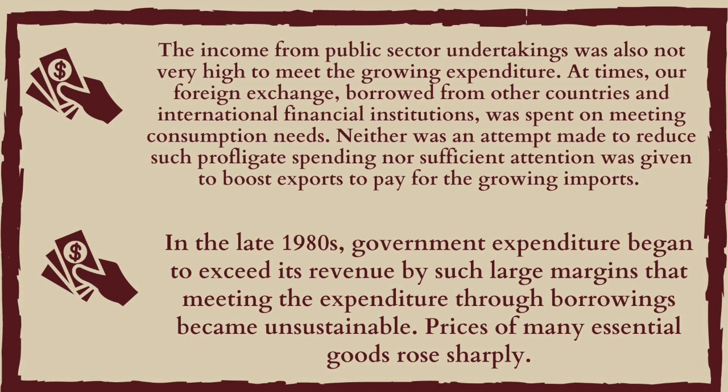At times, foreign exchange borrowed from other countries and international financial institutions was spent on meeting consumption needs. Neither was an attempt made to reduce such profligate spending, nor was sufficient attention given to boosting exports to pay for the growing imports. In the late 1980s, government expenditure began to exceed its revenue by such large margins that meeting the expenditure through borrowings became unsustainable. Prices of many essential goods rose sharply. Imports grew at a very high rate without matching growth of exports.